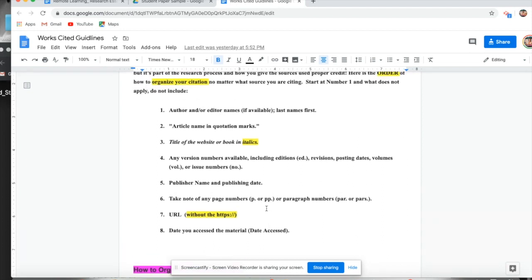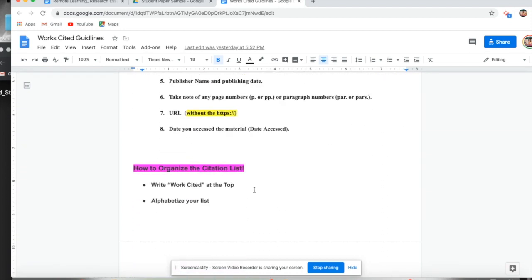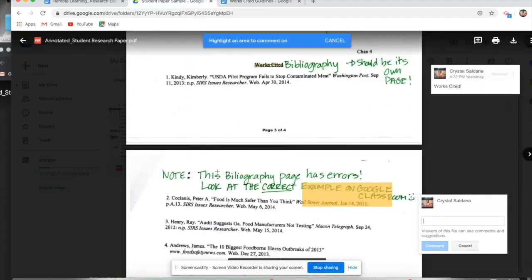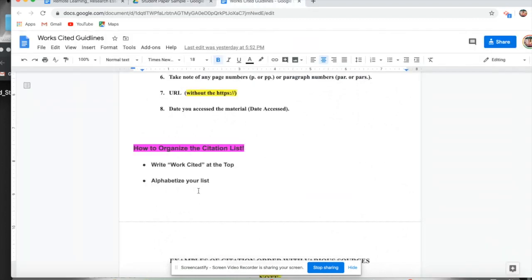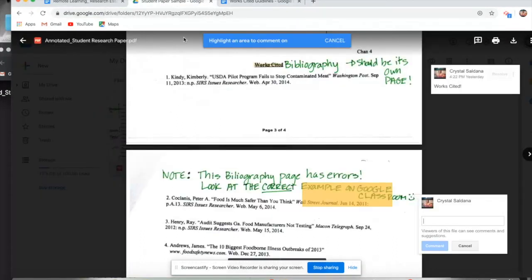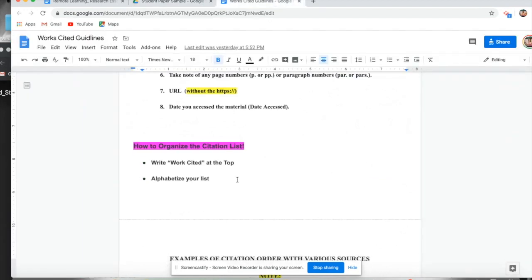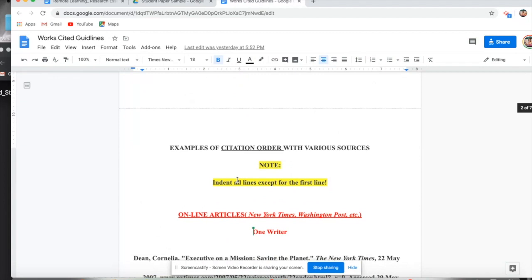Okay, so you're going to organize your citation list and you're going to write works cited at the top. So I'm going to go back to the sample. She actually did that correct. She wrote works cited at the top. That was right. And then she's going to alphabetize a list. She alphabetized the list really, really well, which is easy to do when you only have 4 or 5 sources, right? So don't trip out on that. And you're alphabetizing according to the last name. So there you go.